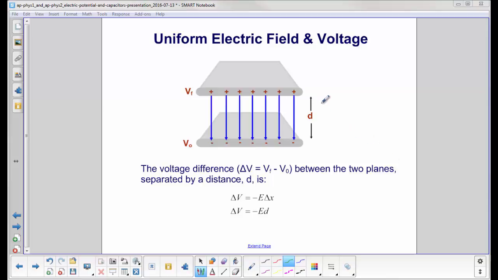If our infinite planes are separated by a distance d, we can find the voltage difference between the two planes. Delta V is Vf minus V0, so delta V is minus E delta X. And what's delta X here if I take a charge and go from here to here? Delta X is d. So I have delta V equals minus E d.